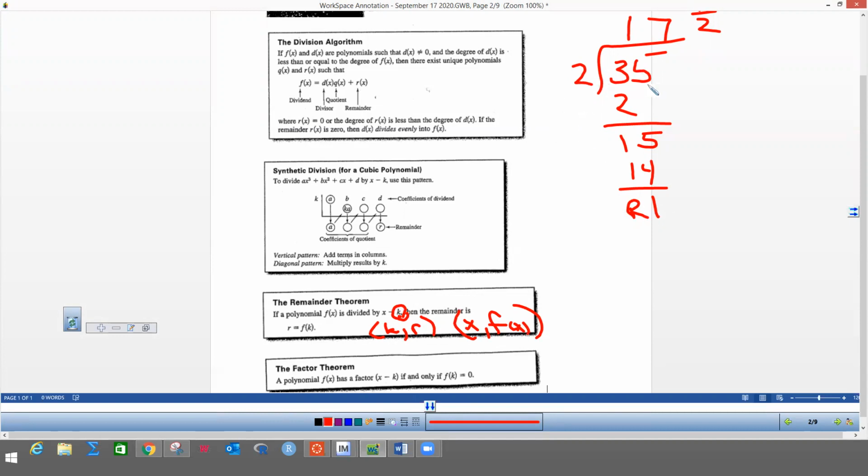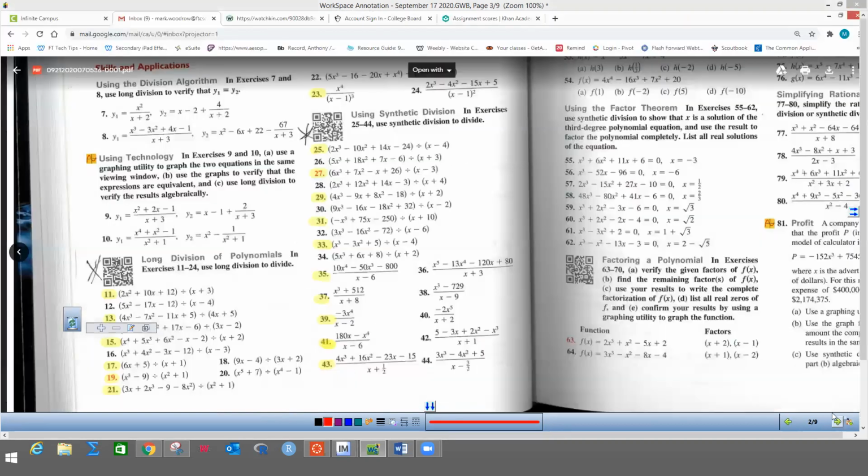Now this is not with 35, but this will be a polynomial. That means that the point (2, 1) would be a point on your graph on the original function. And then if we ever get a remainder that's 0, then that x minus k is called a factor, and we're going to talk about that. So we're just going to go over and do a couple problems here now.